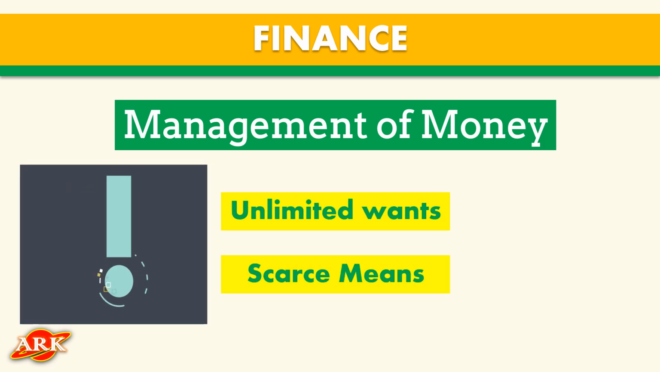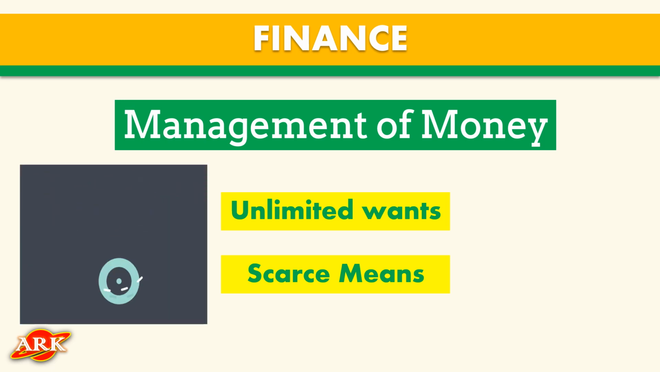In economics, we have learned that humans have unlimited wants, but the means to satisfy these wants are very scarce. That means we have many desires, like we want to buy a car, we want to have a house, we want to become so rich, and we want to lead a luxurious life. But have you ever thought, do we have enough money to satisfy all our desires? Or if we start satisfying all these desires, can we satisfy all the desires that rise in our mind? We can't.